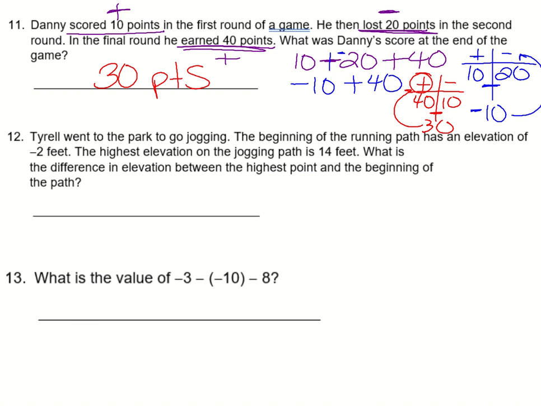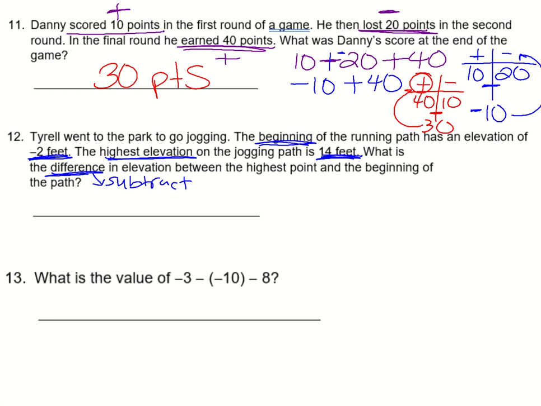All right, Tyrell went to the park to go jogging. The beginning of the running path has an elevation of -2 feet. The highest elevation on the jogging path is 14 feet. What is the difference in the elevation between the highest point and the beginning of the path? So the beginning of the path was -2 feet. The highest point was 14 feet. So -2, 14. And then remember, difference is subtraction.